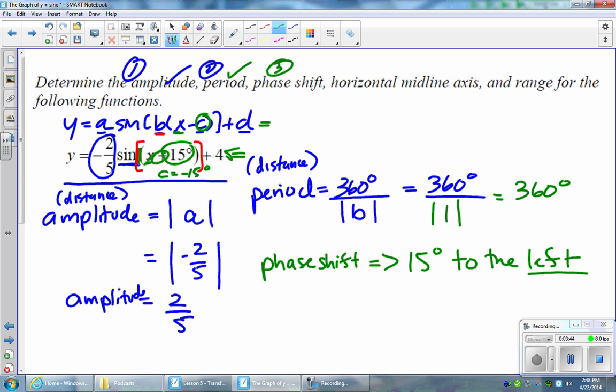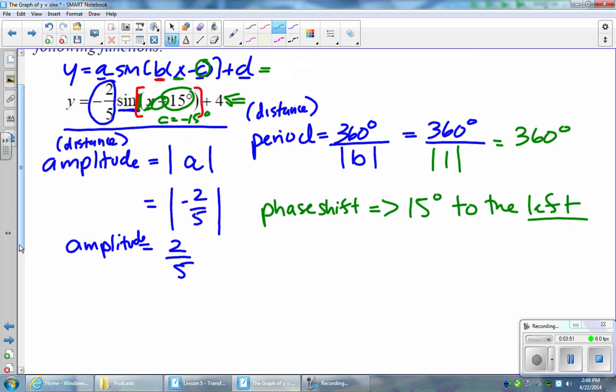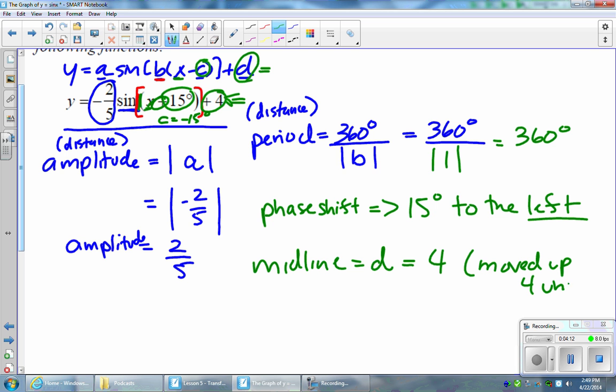Next thing I want to identify is the horizontal midline. My midline axis, remember, is the line that goes right through the middle of my graph. To find the midline, it's quite easy. You just look at one parameter, and the parameter that gives you the midline is the d. So midline is equal to the d value. My d value for my function is the plus 4. So what's happening here is that I moved up 4 units. So as a result, my midline is right along 4.